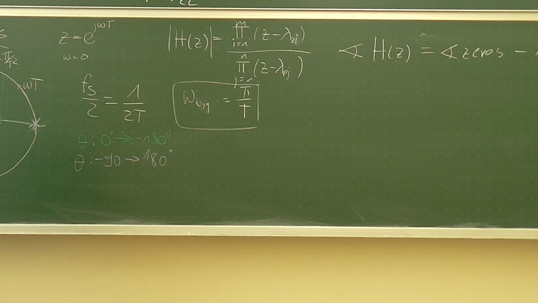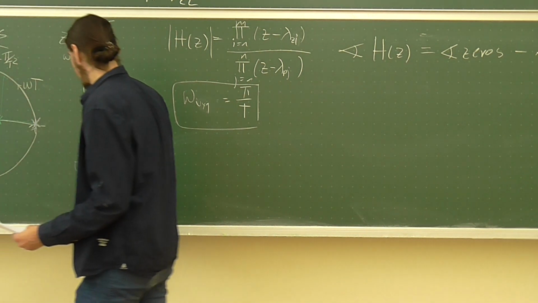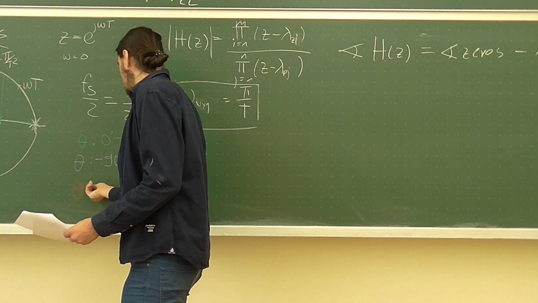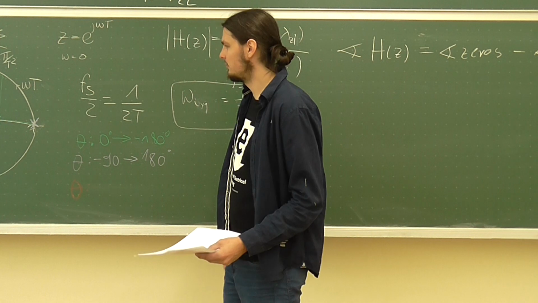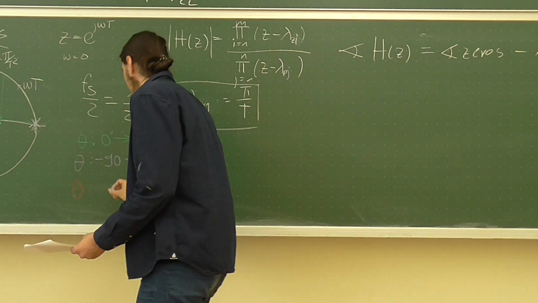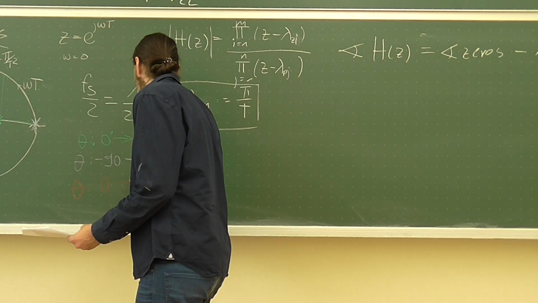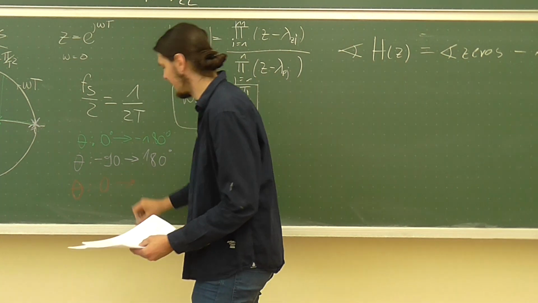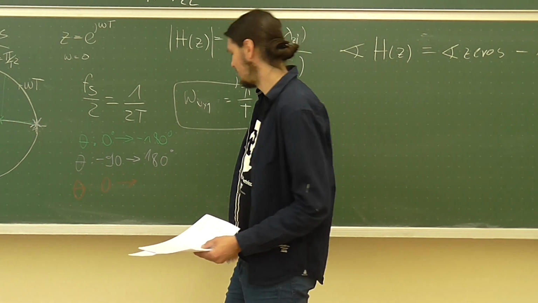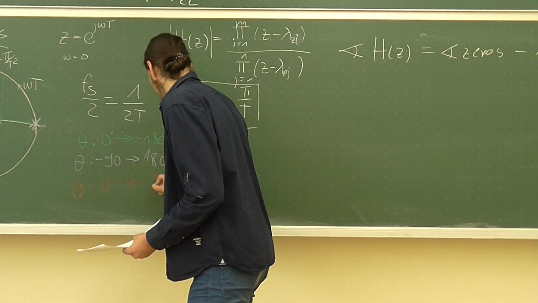And then you have this brown one. Where does that start? It starts at 0, right? And goes to where? Minus 90. Minus 90. Correct.